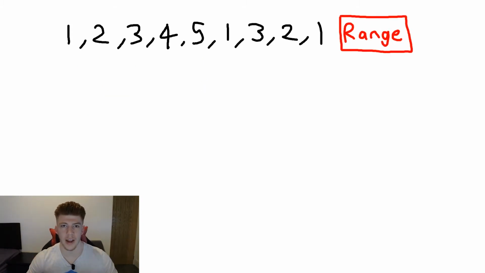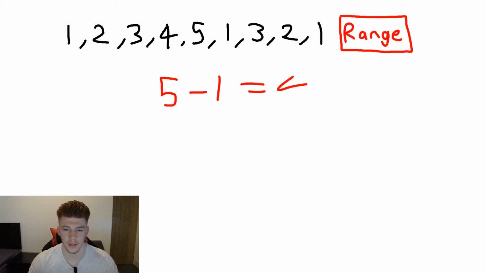To work out the range of a list of numbers, what you've got to do is take the highest number, which is the number 5, and take away the lowest number in the list, which is the number 1. 5 minus 1 is going to give us 4, and 4 is our range.